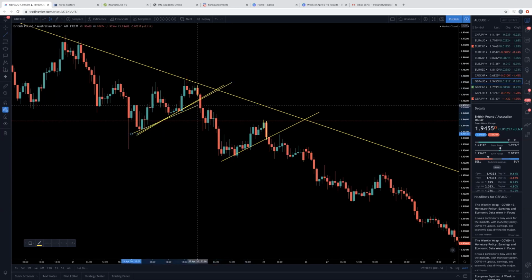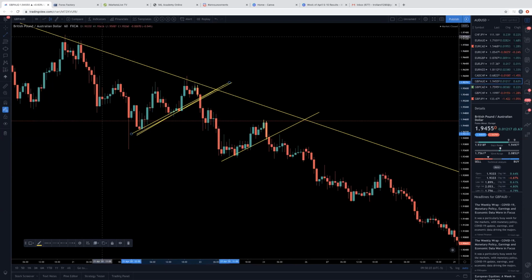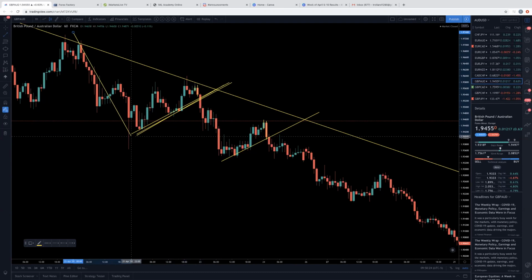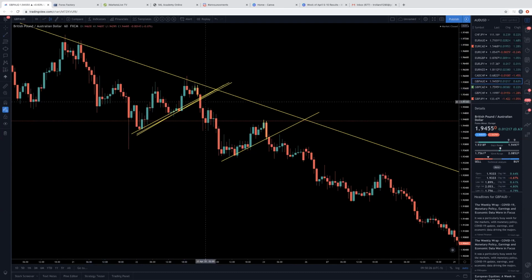Right here, buyers took over right there. It was a correction, but they took over. Price had to correct from this down move previously. And when I saw this engulfing candle, that informed me that price is about to get ready to continue to go down. So now I'm looking to sell.